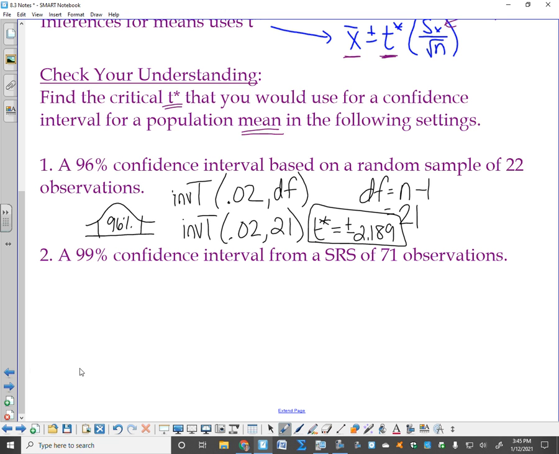All right, number 2 wants a 99% confidence interval. So that's going to leave 1%, which is 0.5% to the left. So I'm going to inverse t, and I'm going to be real careful, 0.005. Degrees of freedom, come over here to the side, write the formula.